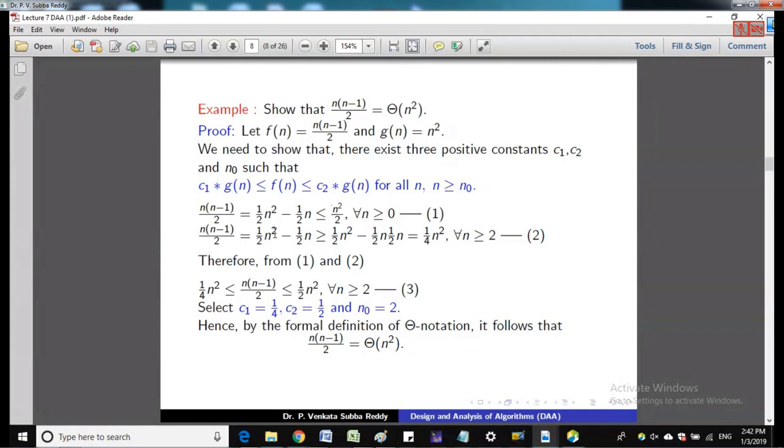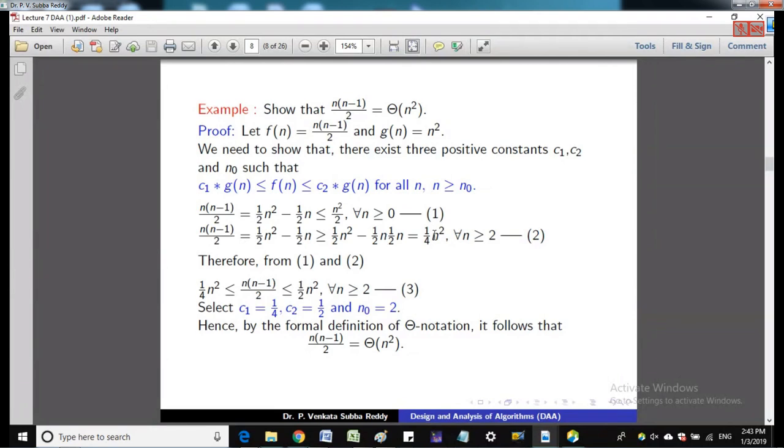Next, 1/2 into n square minus 1/2 into n is greater than or equal to 1/2 into n square minus 1/2 n. Already it is there. Again I am multiplying that with say 1/2 into n. That means I am subtracting more value. If I subtract more value, this side value will be lesser. Here I am subtracting 1/2 into n, one more time 1/2. So this is 1/2 into n square minus 1/4 times n square. If I subtract, then I will get 1/4 into n square.